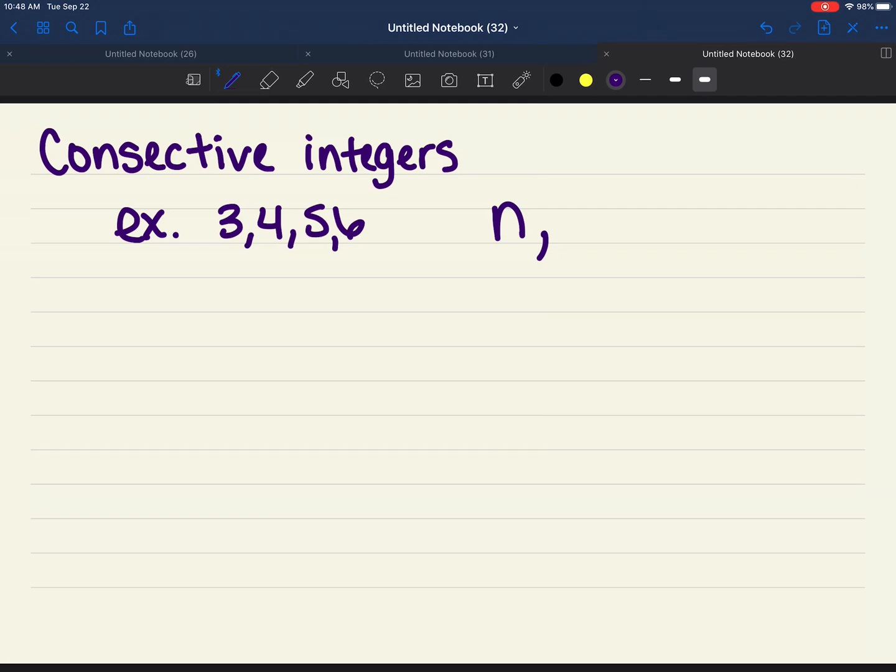Okay? So if my first integer is n, how could I find the integer that comes right after it? Look at the example I just used. How would you get from 3 to 4? N plus what? Okay? Consecutive integers, you would add 1 to your first one to get to the second one. What would I add to the first one to get here? 2. N plus 2. If I wanted another one, you would just keep going. Okay? Depends on how many it asks for.